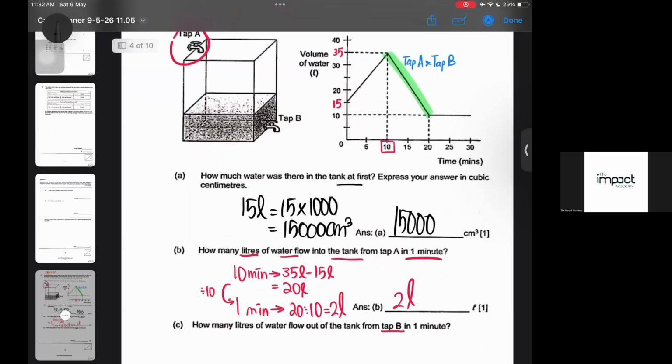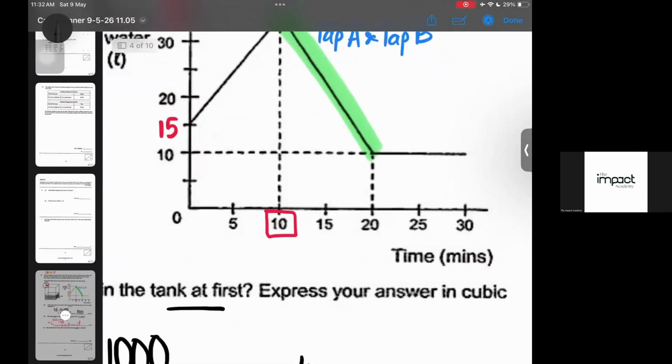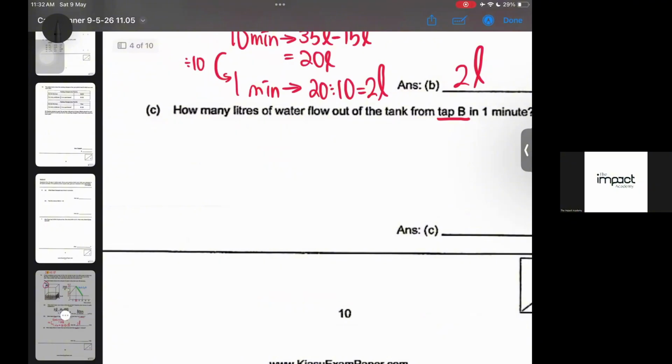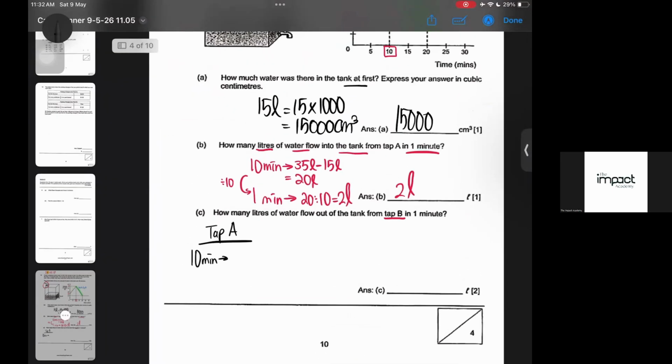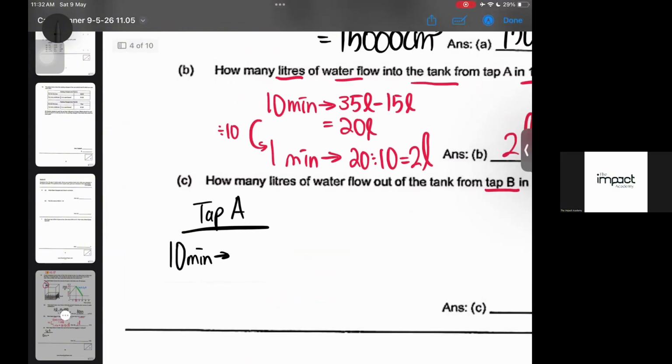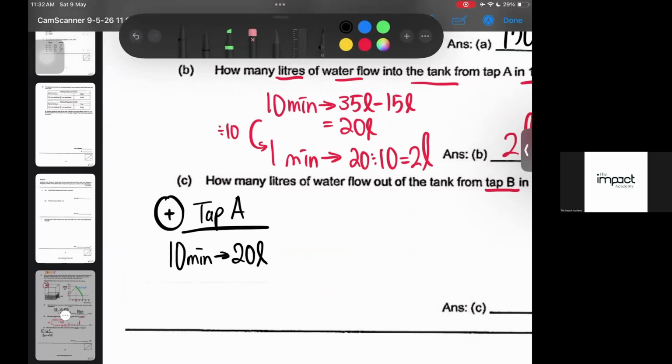Let's go one by one first. First, you need to ask yourself 10 minutes to 20 minutes. How many minutes is that? Very good. So we are going to list it down, okay? Tap A, 10 minutes. How much water goes into tap A in 10 minutes? No, how much water goes into tap A? Very good, 20 liters. You are absolutely correct. This tap A does an addition. That means tap A adds water. Okay, let's go to tap B. Tap B does the removing job.